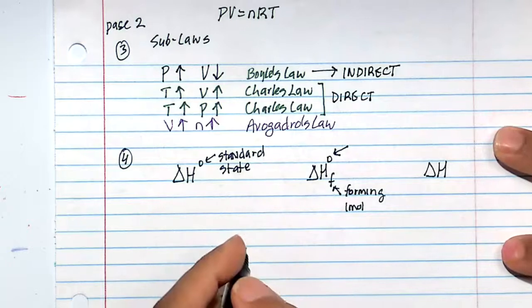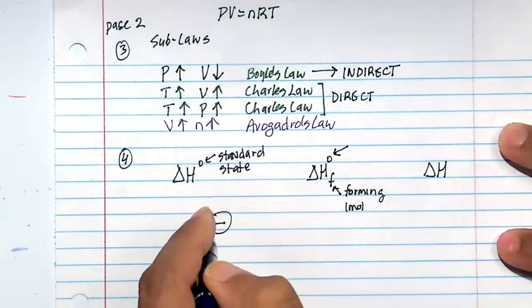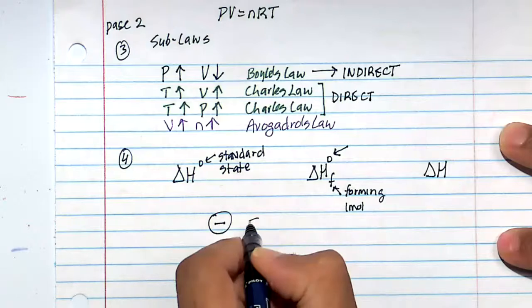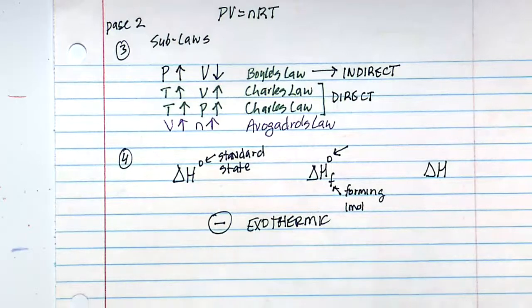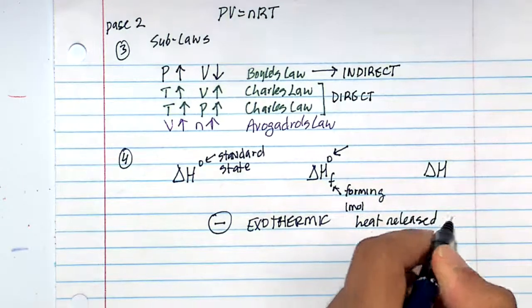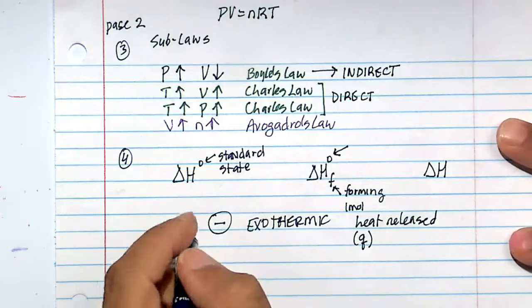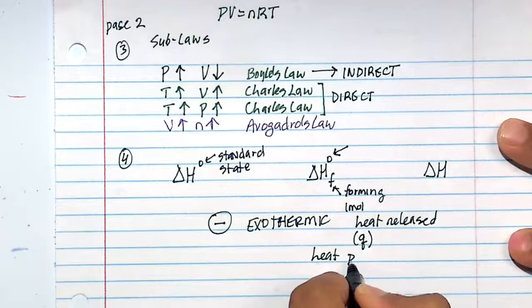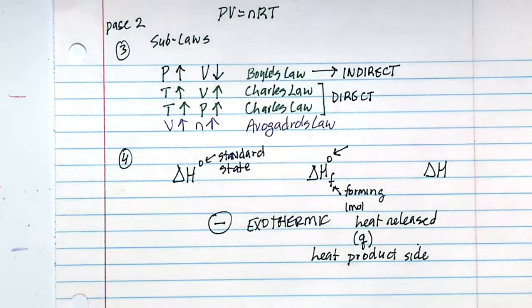And having said that, we also are interested in signage. If any of these values is negative in sign, that usually means the reaction is going to be exothermic, which means heat gets released. Heat, lowercase q, gets released to the surroundings, and the surroundings is the universe. The reaction gives off heat, so that's a negative sign, and this heat is also on the product side of the reaction. You get your products, but another product is heat.